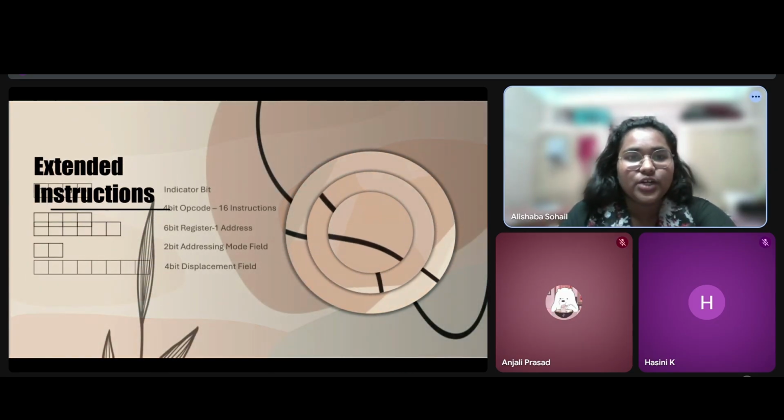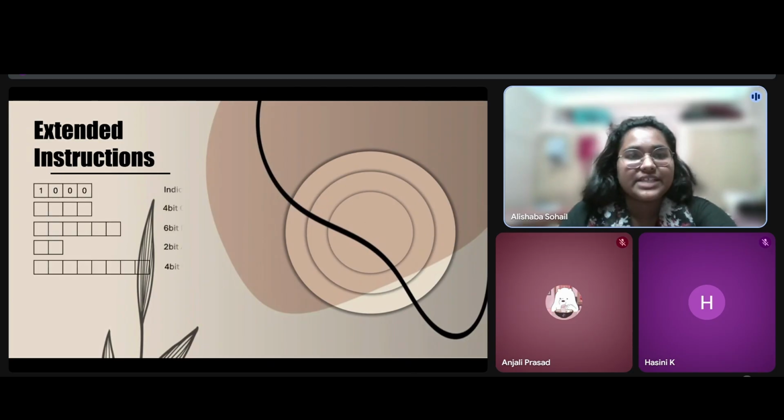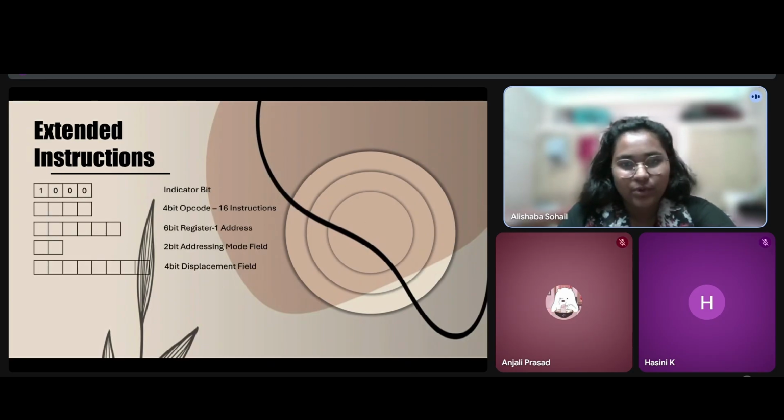Next, we're going to move on to extended instructions. For extended instructions, we have a 4-bit opcode because we have 16 instructions. Then we have a 6-bit register 1 address, a 2-bit addressing mode field, and a 4-bit displacement field. Adding all of them, we have 20 bits. Now we have 4 bits remaining. In these 4 bits, we're going to assign a particular indicator that tells us it's an extended instruction. I have assumed that the extended instruction starts with 1 and 0, because if I started with 0, that would mean it's a memory instruction and we can't do that. So we're going to start with 1 and 0 to indicate the instruction.